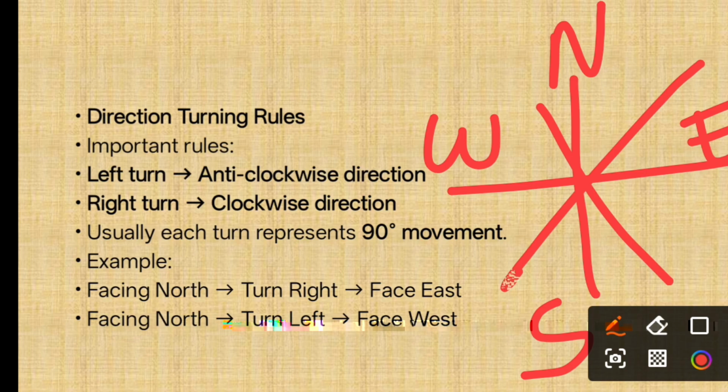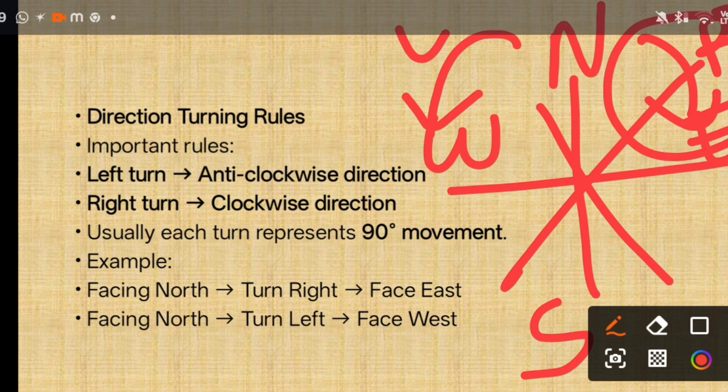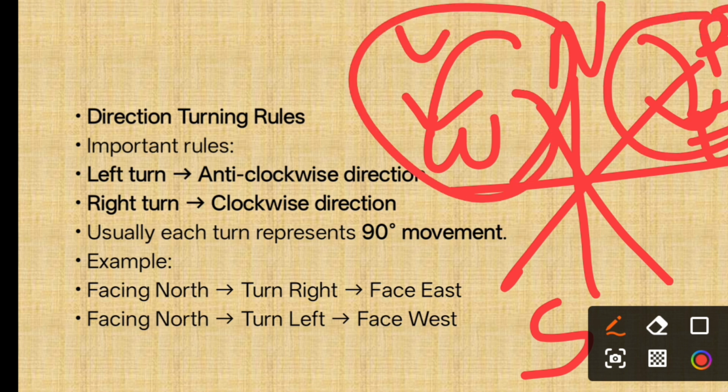By how many degrees will each turn be? It will be 90 degrees. If it is a left turn, this is the left turn and this is the right turn. So a right turn is called a clockwise direction and a left turn is called an anti-clockwise direction. And how many degrees will this turn be completely?